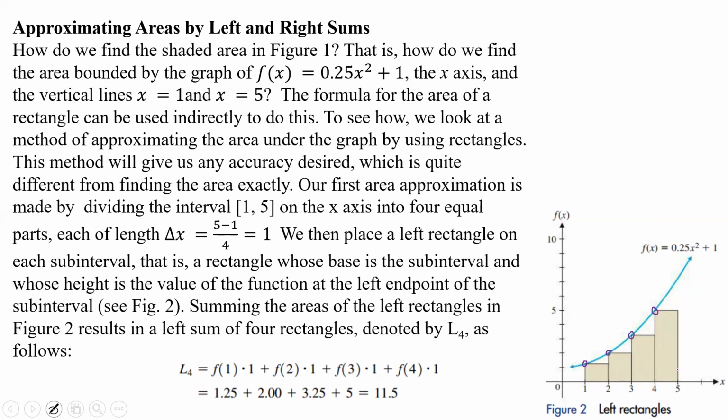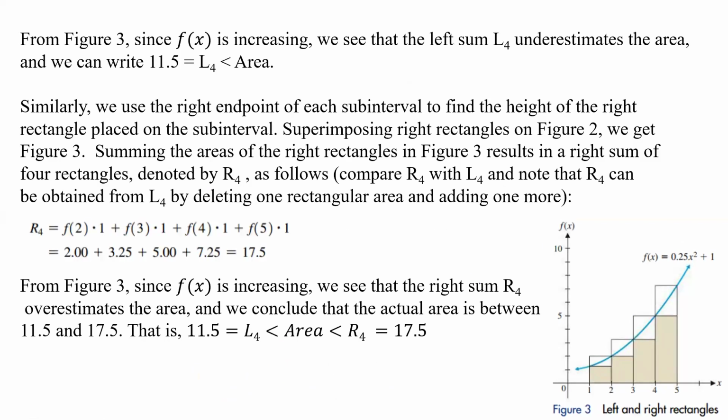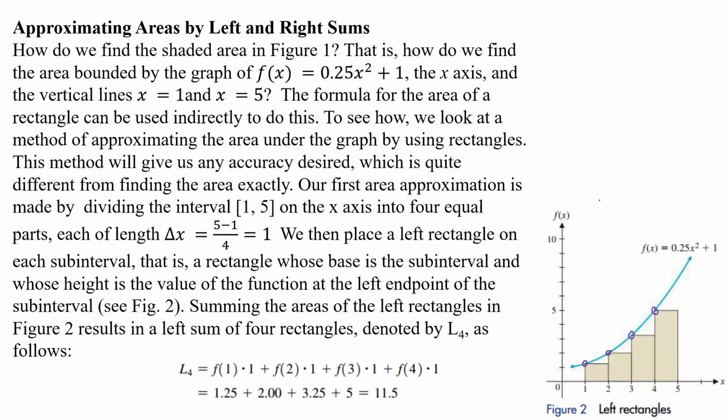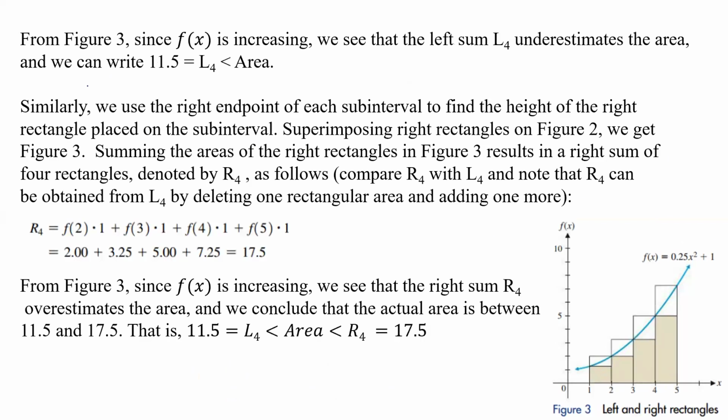All right, so we can see that f of x is increasing. We see that the left sum underestimates, because if you look at that, we're missing quite a bit of area. We're missing all this area here, all this area here, all this area here, and all of that area there. So what we know then is 11.5 is equal to L4, but that's less than the total area.